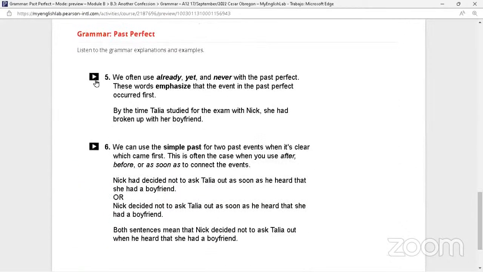5. We often use already, yet, and never with the past perfect. These words emphasize that the event in the past perfect occurred first. By the time Talia studied for the exam with Nick, she had already broken up with her boyfriend.